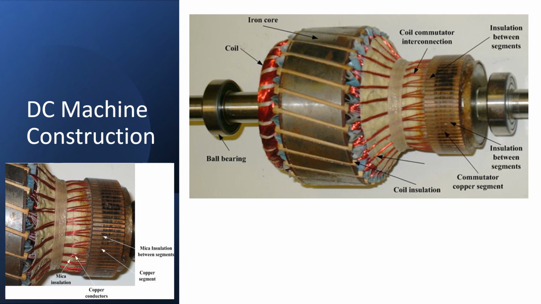Okay, so in this figure, or in this photo, you can see the rotor of the DC machine. You have there the iron core and the coils inserted on the armature. Then we have the coil commutator interconnection, then insulation between segments. We also have coil insulation there.